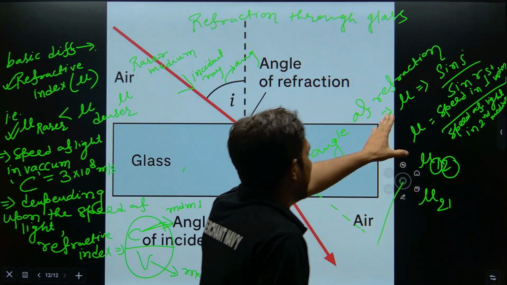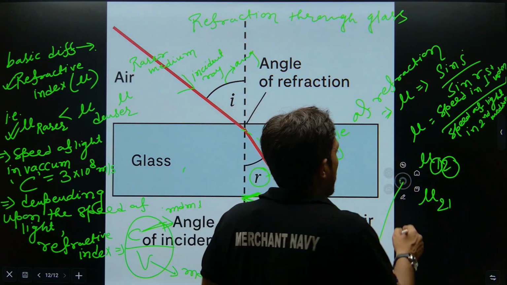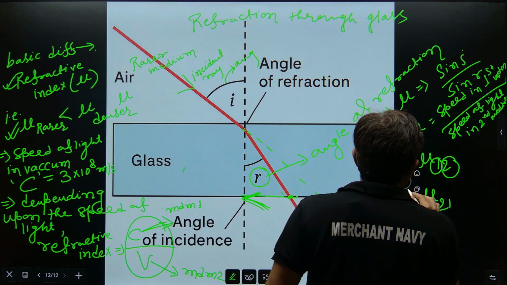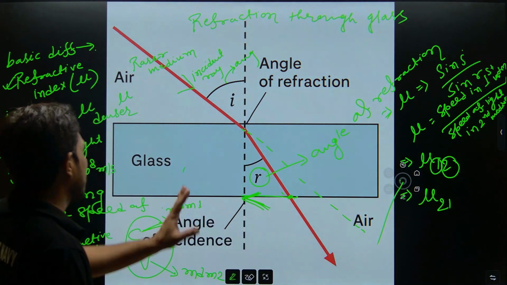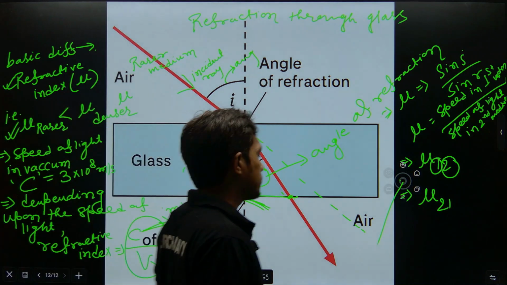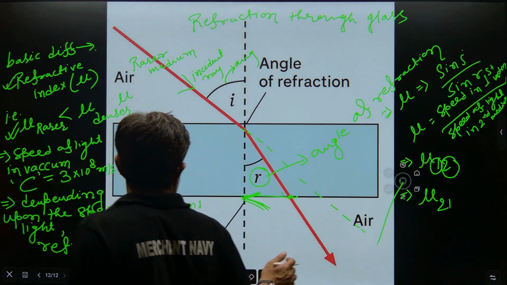So, this is the basic difference in the writing style of the mu, that is, the refractive index here. Okay, so it is clear.